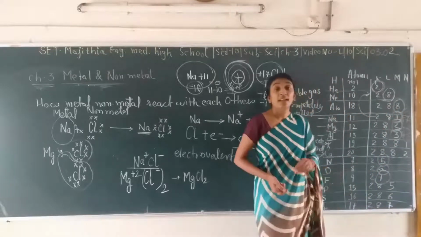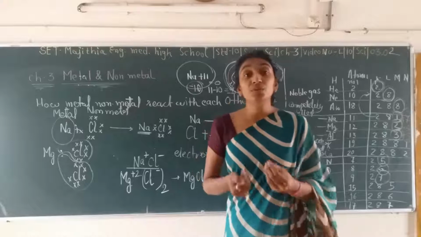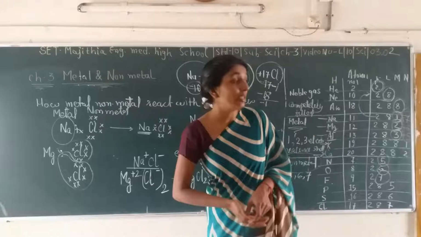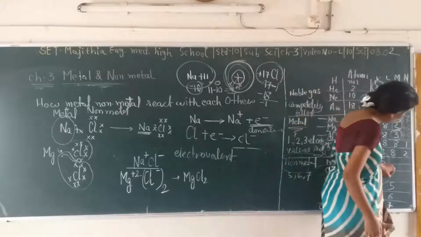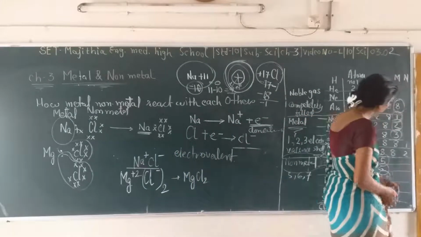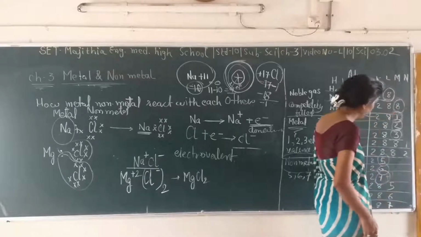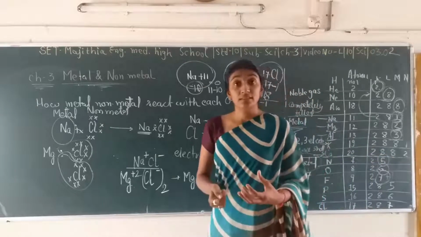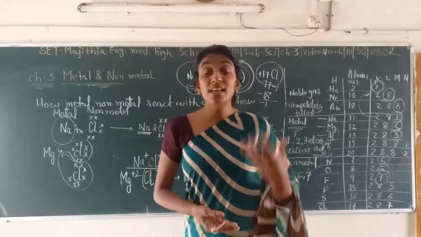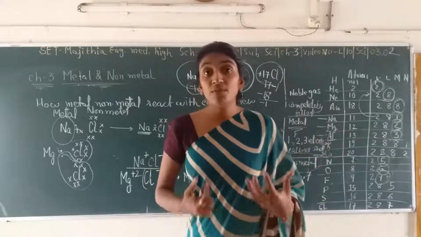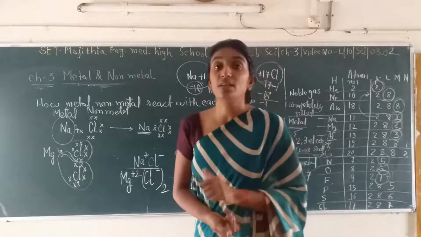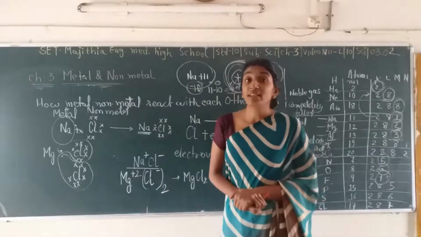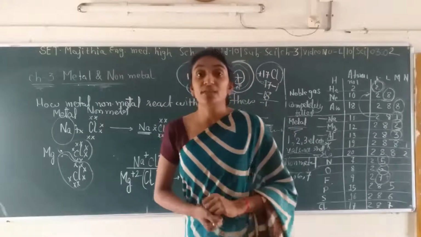So metals have a tendency to donate electrons, while non-metals have a tendency to accept electrons. Because how many are needed? Only 1 is needed, easy to get 1 electron, easy to get 2 electrons, easy to get 3 electrons. But when your requirement is 7 or 6 electrons, it becomes very difficult to gain them from someone. So non-metals are generally accepting electrons.